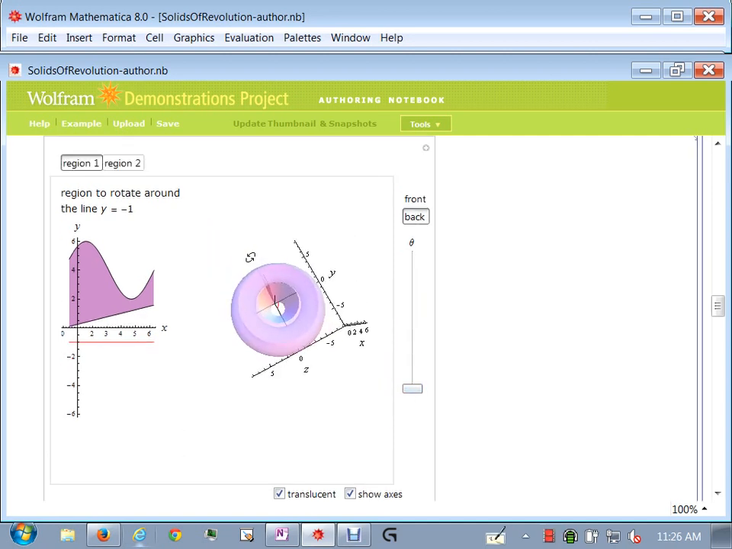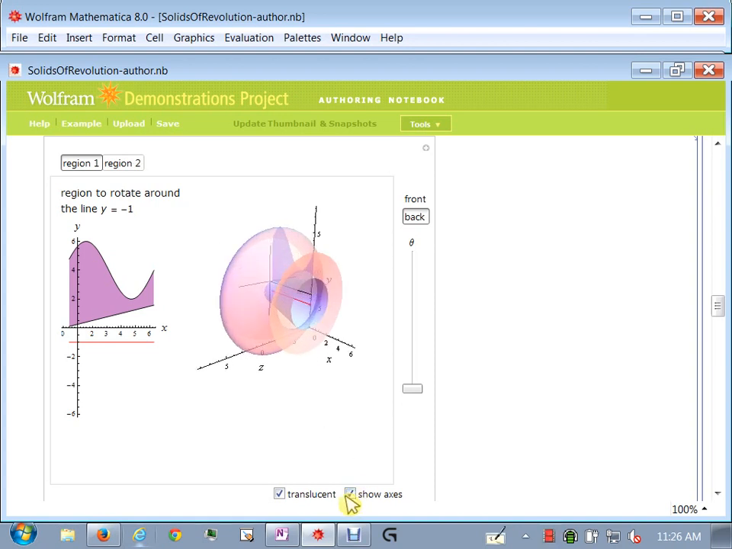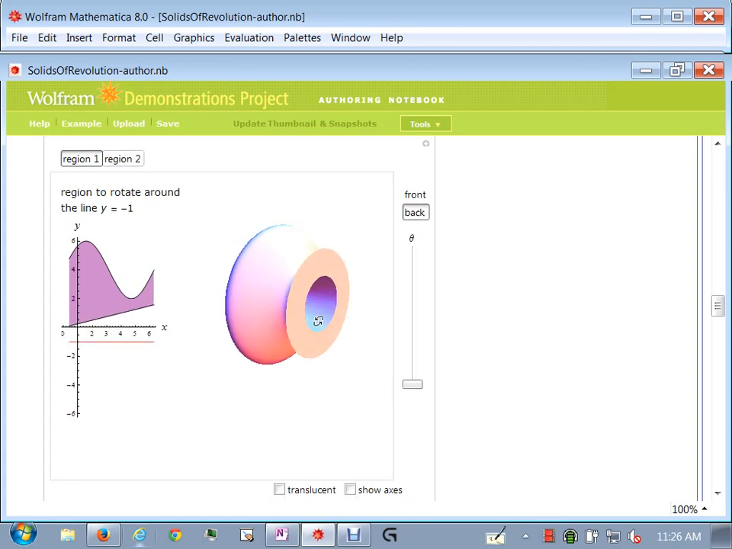Whoa. Let me pull that over here. And okay, I'm going to take the axes out and not make it translucent. Now you can really see what the solid looks like, right? So that's what we're doing. We're finding these volumes of solids of revolution, right?